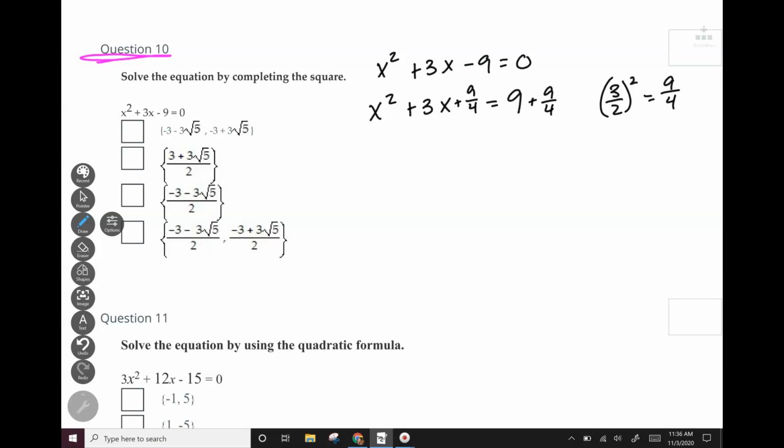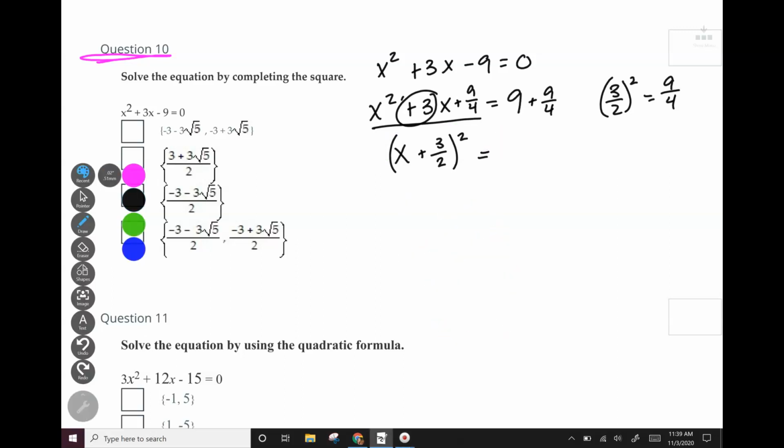Okay, now I will factor this left-hand side. So two numbers that add to 3 and multiply to 9/4, it's actually always going to be x plus half of this number, so plus 3/2 squared, because we just created a perfect square trinomial. So I know it's going to factor into this binomial squared. That is the whole point of completing the square: complete the square to make it a perfect square trinomial, so you can factor it into something squared.